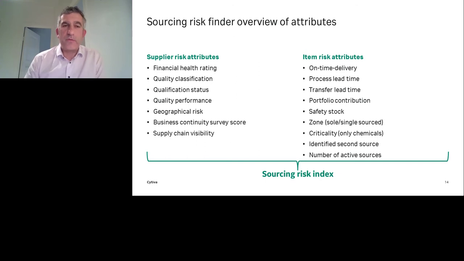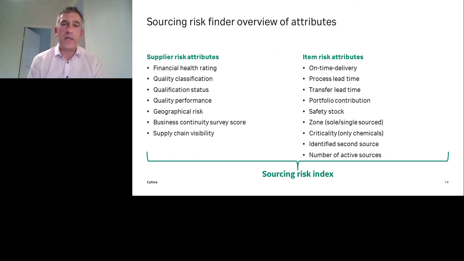So we look at suppliers' financial health. We look at various attributes related to quality, whether the supplier is residing in a geographical risk zone, and this could be a political risk, but also perhaps more obvious geographical risks, such as if a supplier is located in an earthquake zone, for example. We do a business continuity management survey on a subset of our high-risk suppliers in each of our factories, and that is also a factor in the Sourcing Risk Finder score, and that produces some supply chain visibility as well.